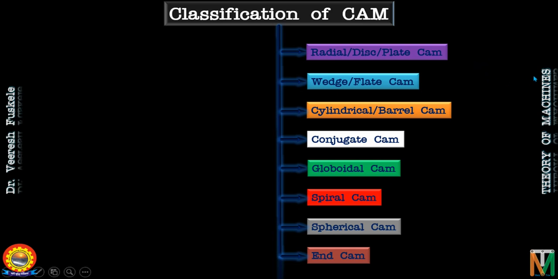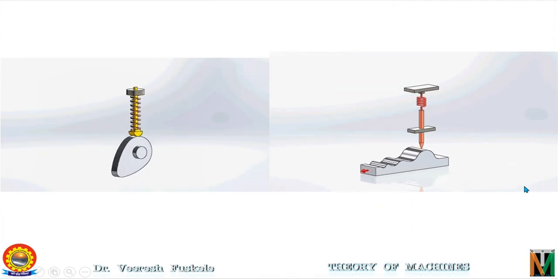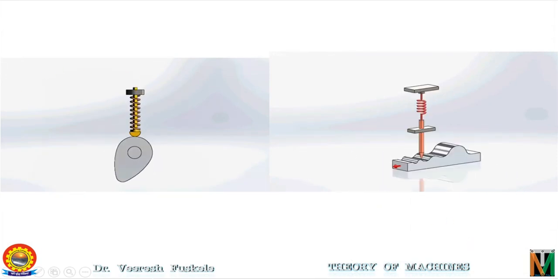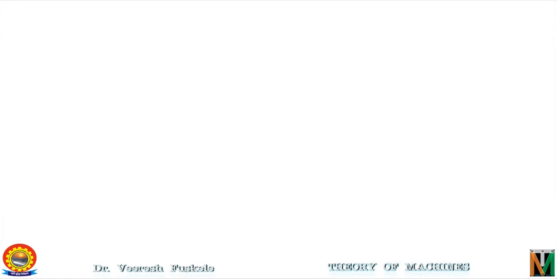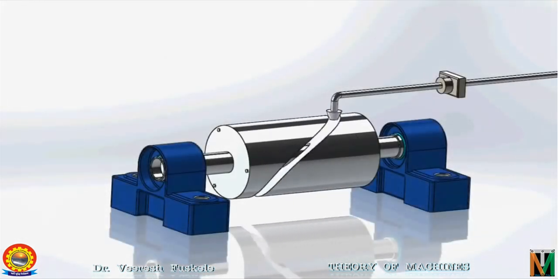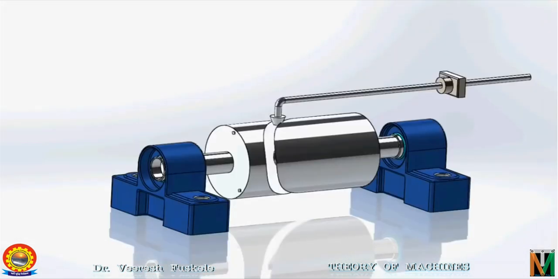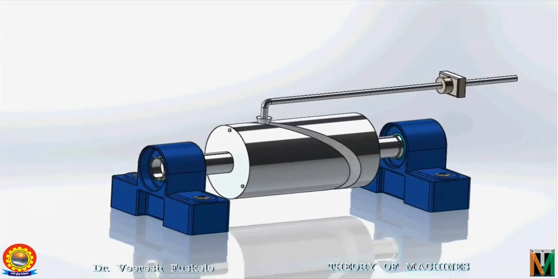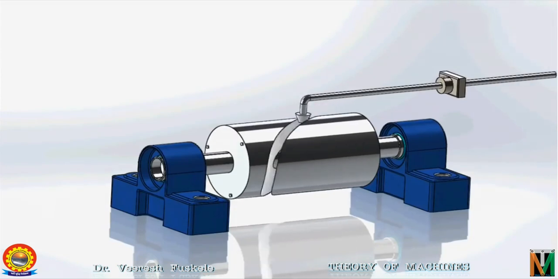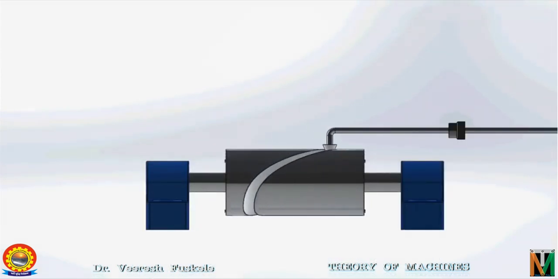We saw in detail the radial cam, wedge cam, cylindrical cams, conjugate cams, globoidal cam, both concave and convex, and we saw the spiral cam, the spherical cam and the end cam. We also discussed why we use springs in case of cam and follower mechanism and why we use cylindrical cams or the cams having groove cut on the surface. Having discussed all this, let's move ahead with the classification of the followers.